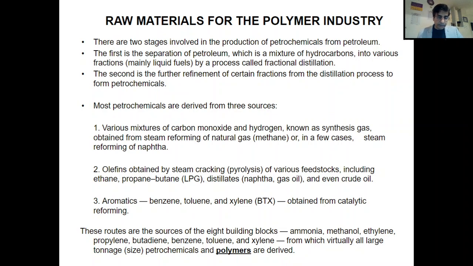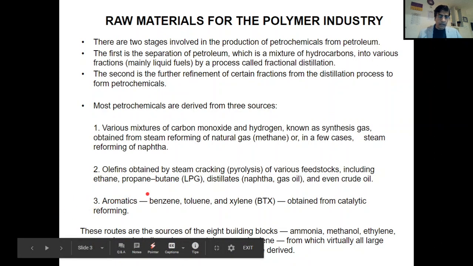But during that process, we also get some small molecules like carbon monoxide and hydrogen, which make synthesis gas or syngas, and that is also used to make methane. When we do pyrolysis or cracking of the crude oil, we get ethane, propane and butane, which is usually liquid petroleum gas, and these small molecules are also obtained during the distillation of naphtha. And from the aromatic plant in the refinery we get benzene, toluene and xylene, called BTX, which is obtained from catalytic reforming.